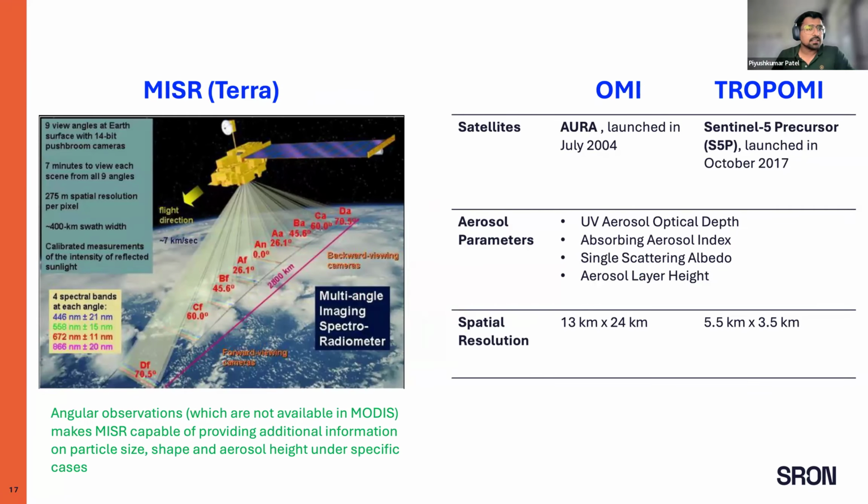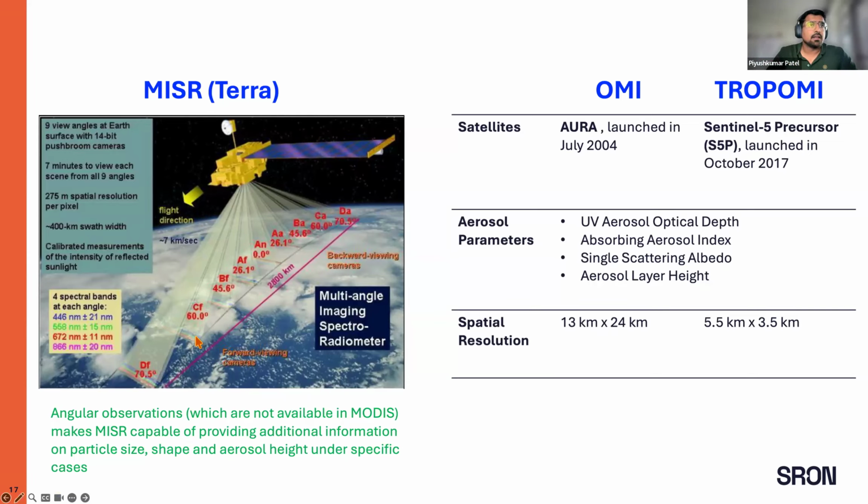Now there are a few more satellites. One is MISR, a very innovative approach, which is also launched on Terra. MISR measures the Earth at different angles, so we call it the multi-angle imaging spectroradiometer. So your instrument is at a single place, but you have information from multiple angles, and that gives you information from different perspectives of any object. Here the object is the aerosol.